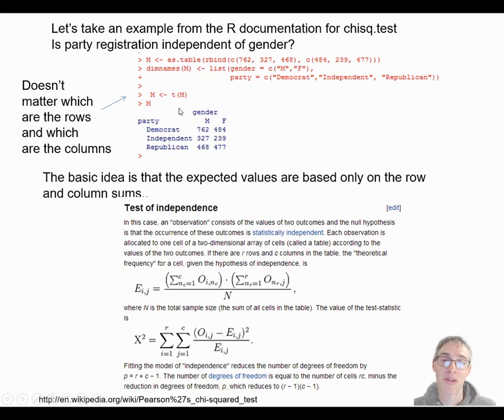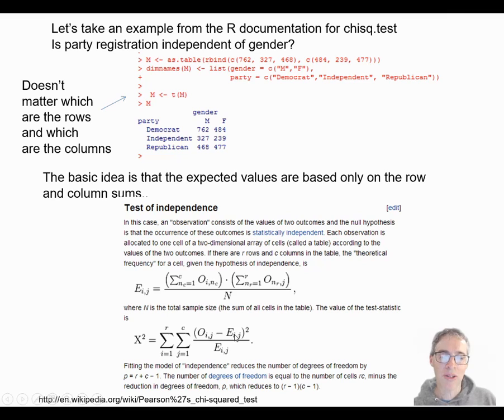And it doesn't matter if you transpose this, so it doesn't matter if you put party affiliation along the rows and gender along the columns, or you switch it and have party affiliation among the columns and gender among the rows. The chi-square test is exactly the same whether you transpose it or not. So this transposition does not matter for the chi-square test. And the way the chi-square test works is that you have these values, which we'll call O. These are the observed values.